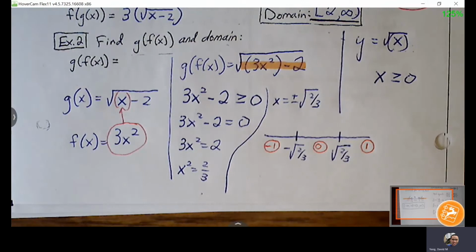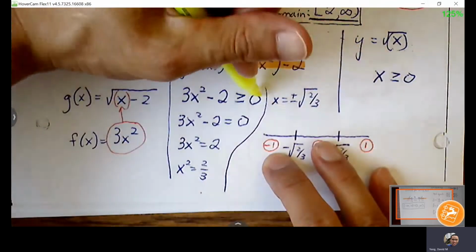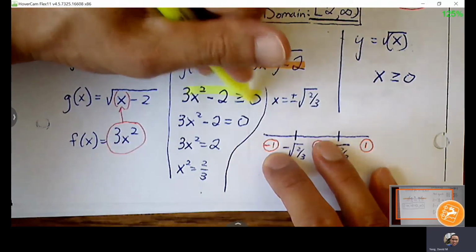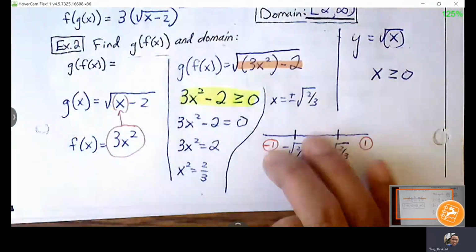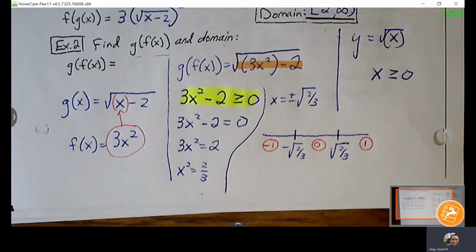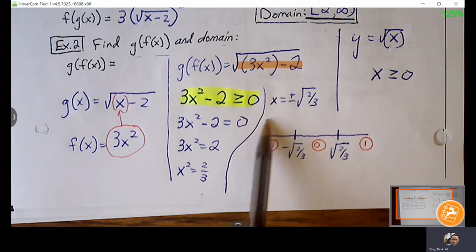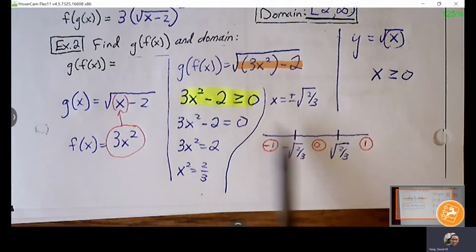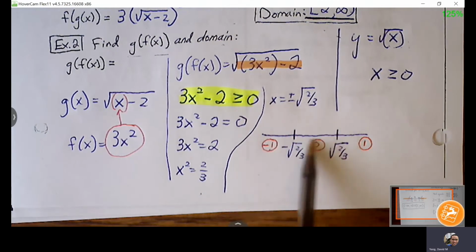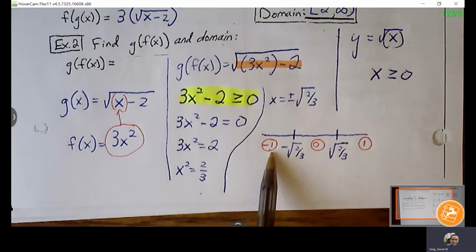Okay, they're all going to go into this inequality. And whatever makes this true, I know will be part of my domain. If it doesn't make it true, then I know it can't be part of my domain. So I'm going to test each point at a time. If it passes the test, that means everything in this interval is going to pass. If it fails the test, that means every number in this interval is going to fail.